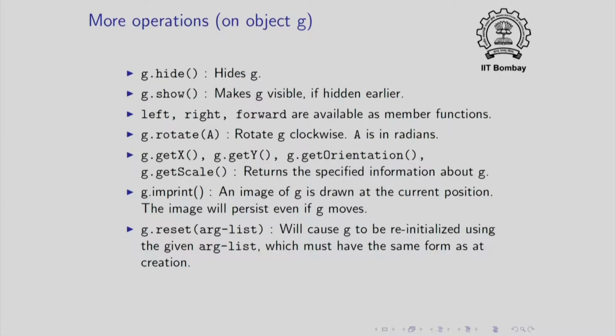G dot reset is a command which allows you to reinitialize G. So, whatever argument list was acceptable at the time of creation can be supplied over here, and the corresponding named object will get reset. I should point out that rotation and scaling cannot be performed on text.